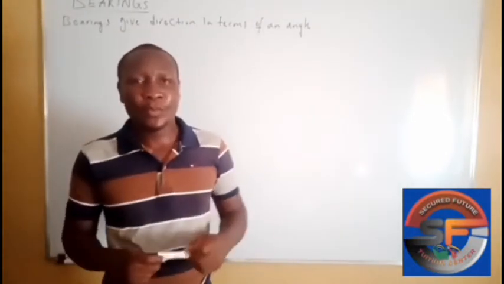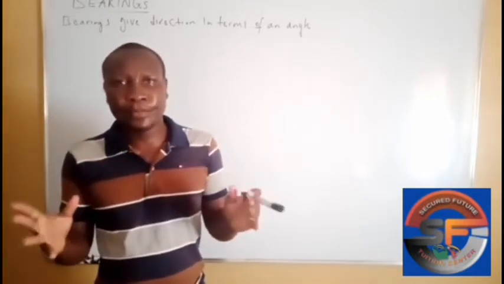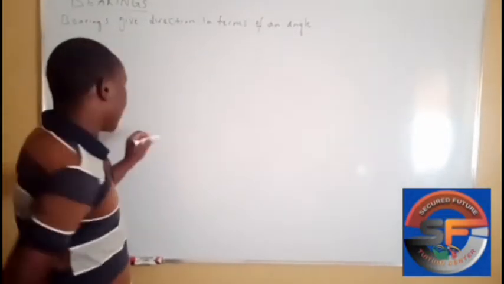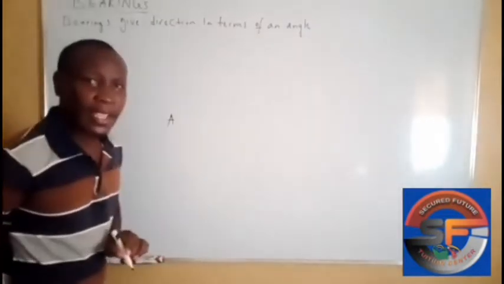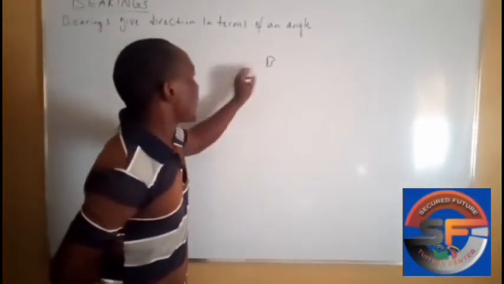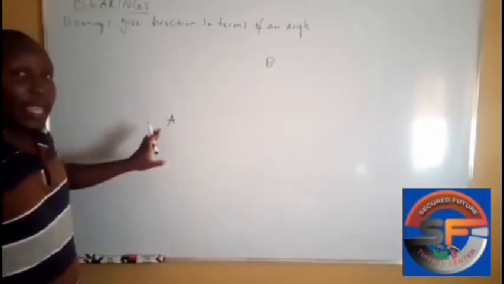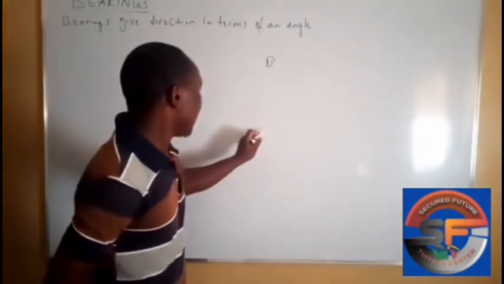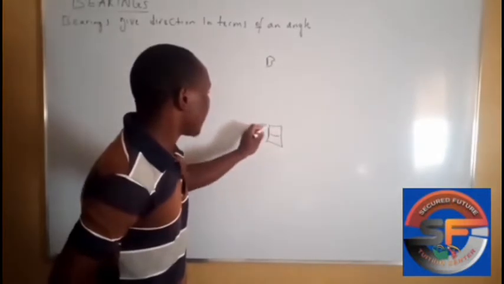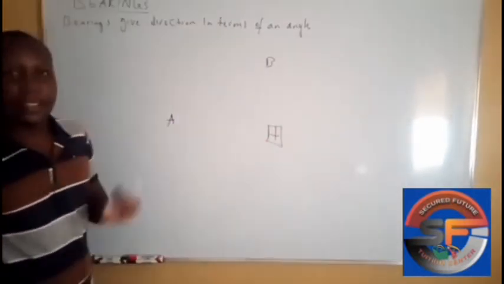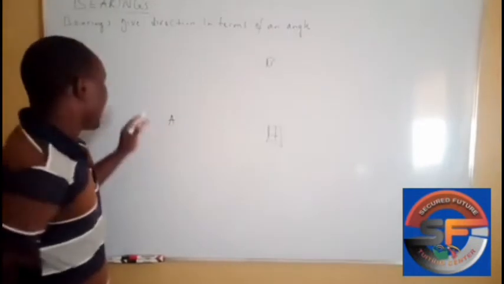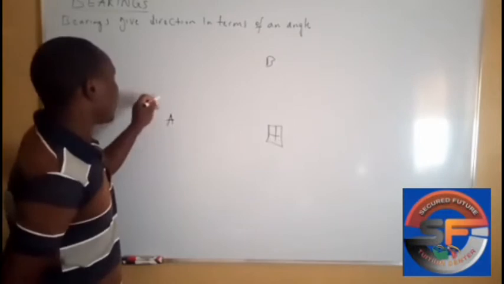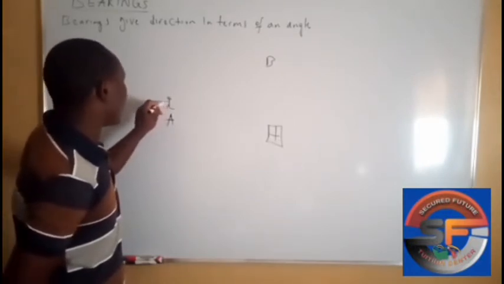Now, for example, here there's town A. Let's say town A is here. Then here there's town B. Then here we say there's a building. Then here, in town A, there is John. So here we have John.